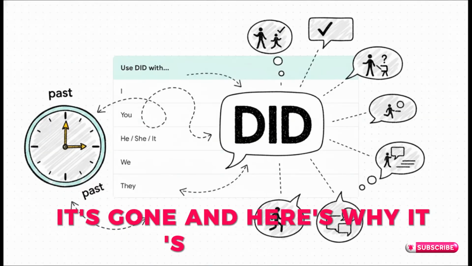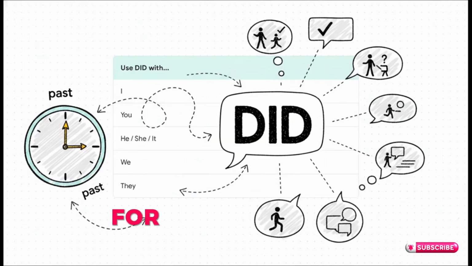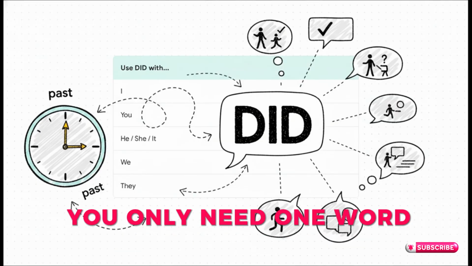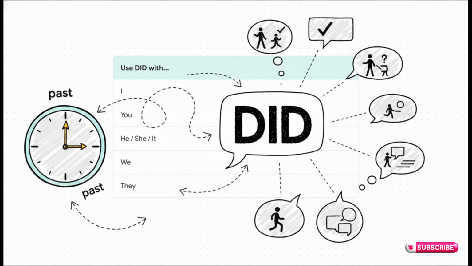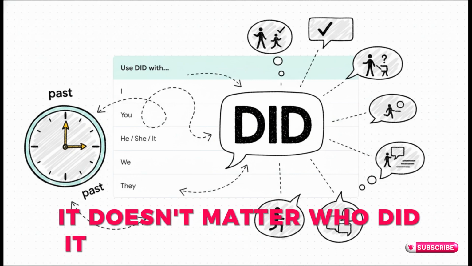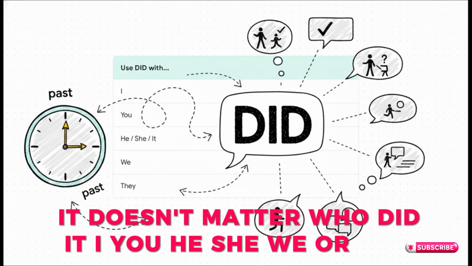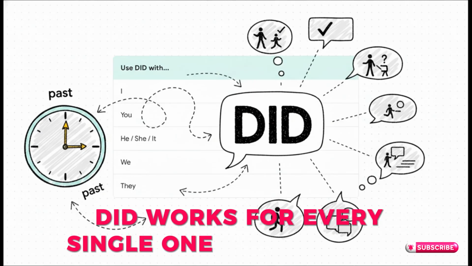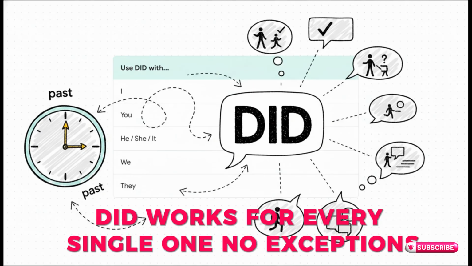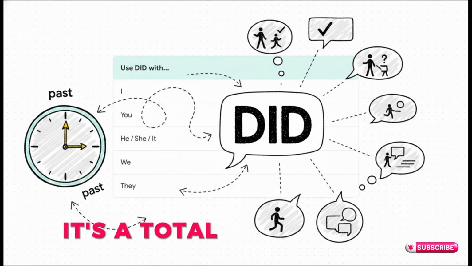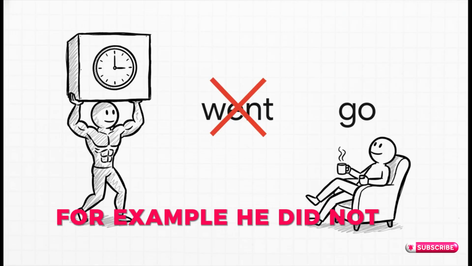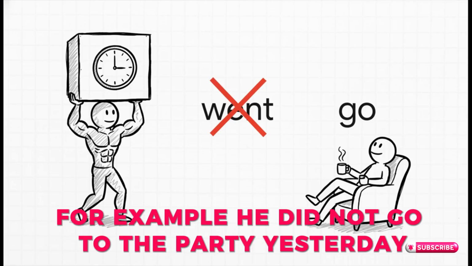And here's why it's so simple. For anything that already happened, you only need one word: did. It doesn't matter who did it. I, you, he, she, we, or they. Did works for every single one. No exceptions. It's a total game changer. For example, he did not go to the party yesterday.